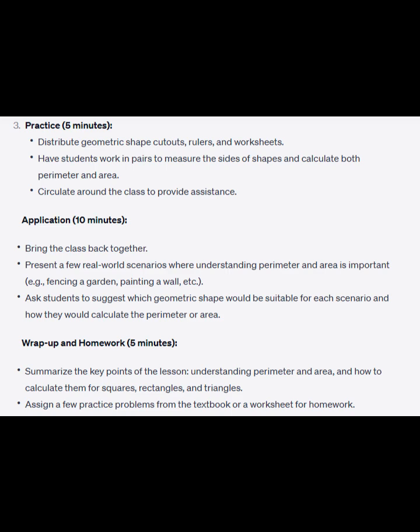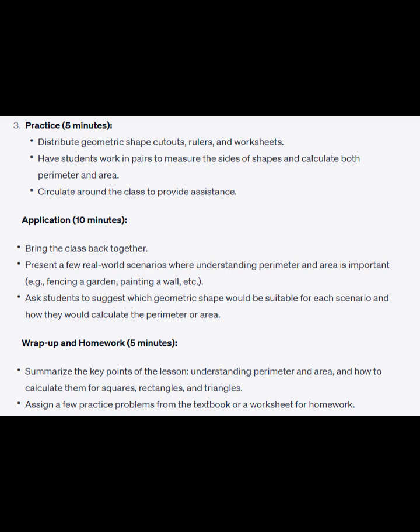Application: 10 minutes. Bring the class back together. Present a few real-world scenarios where understanding perimeter and area is important, e.g., fencing a garden, painting a wall, etc. Ask students to suggest which geometric shape would be suitable for each scenario and how they would calculate the perimeter or area.